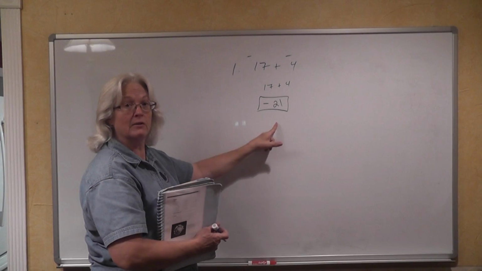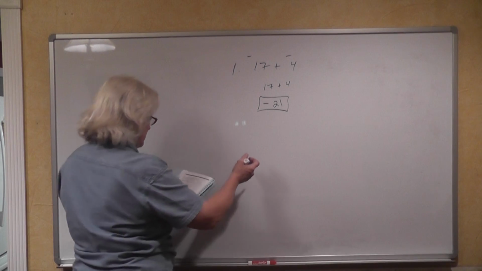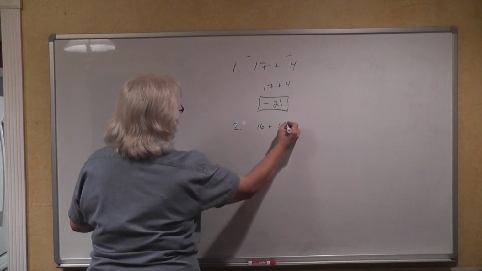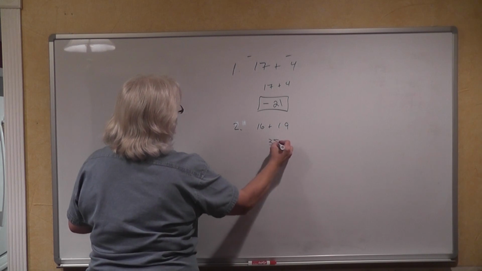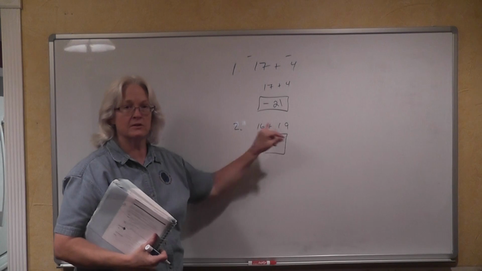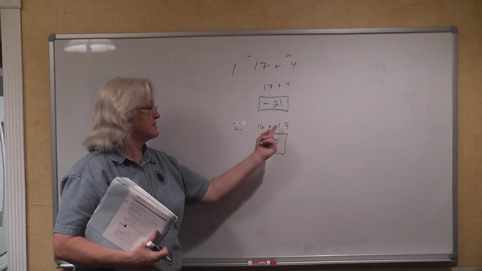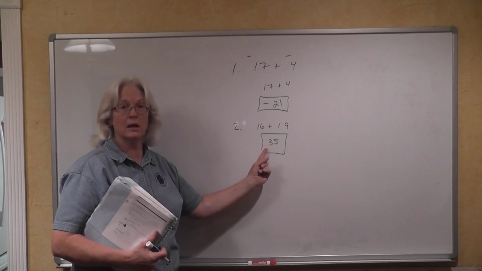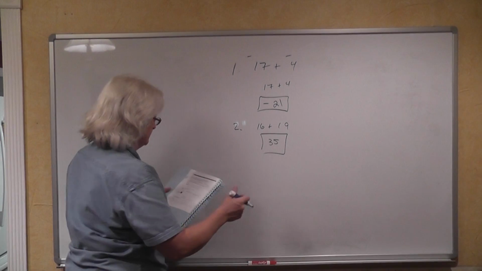You're clearly at negative 21. Problem number 2, 16 plus 19 is 35. And it's a positive 35, because these are the same signs on these integers, so you keep the sign when you add them.